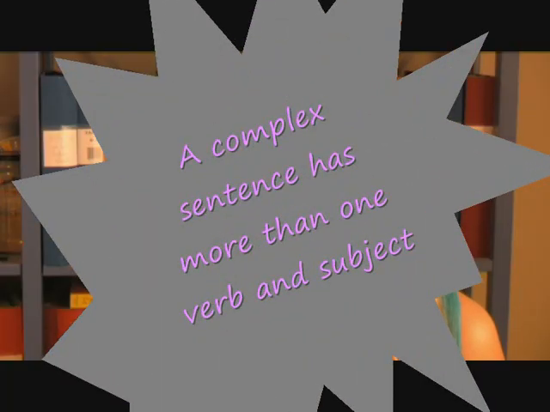Often students ask me how many verbs and subjects a sentence can have in English. It has as many verbs as you want, as long as each verb has a subject. This type of sentence is called a complex sentence, a sentence with more than one verb and subject. Complex means not simple, a difficult sentence. Complex is the opposite of simple.